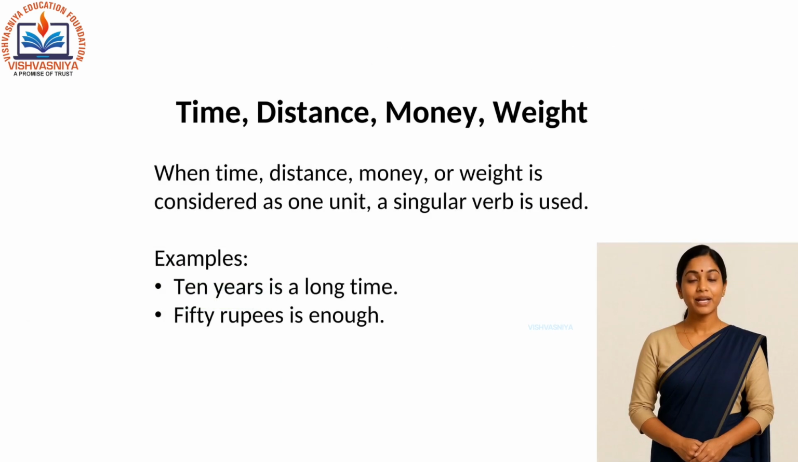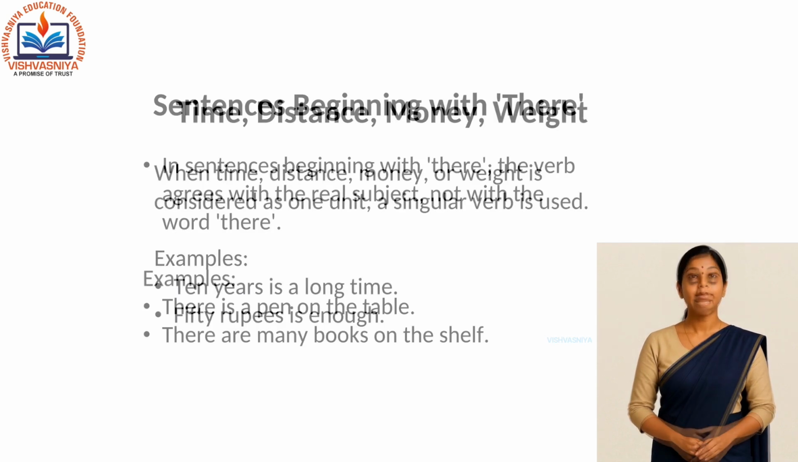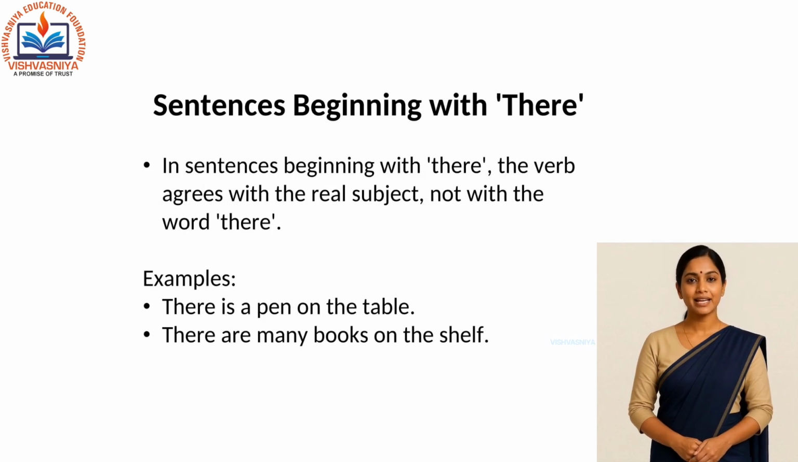When time, money, distance, or weight is treated as one unit, the verb used is singular. For example, 10 years is a long time. 50 rupees is enough. In sentences beginning with there, the verb agrees with the real subject, not with the word there. For example, there is a pen on the table. There are many books on the shelf.